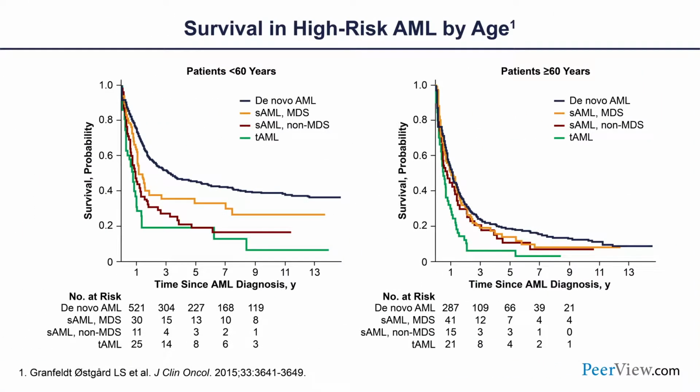Regardless of whether a patient has treatment-related AML or secondary AML, and is either a younger patient or an older patient, the impact on the prognosis is similar. These patients do less well even though the intensity of our therapies and therapeutic options might be different.